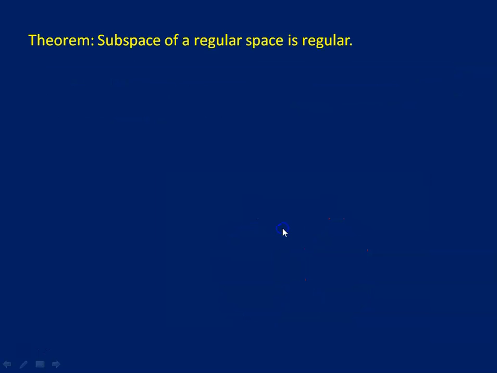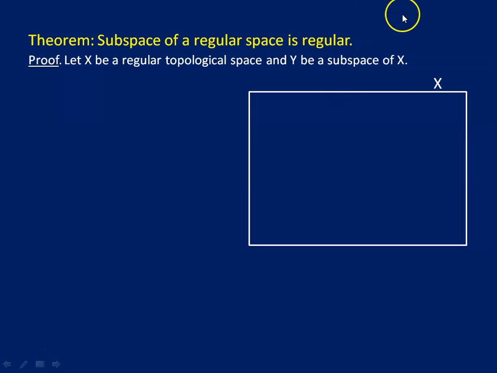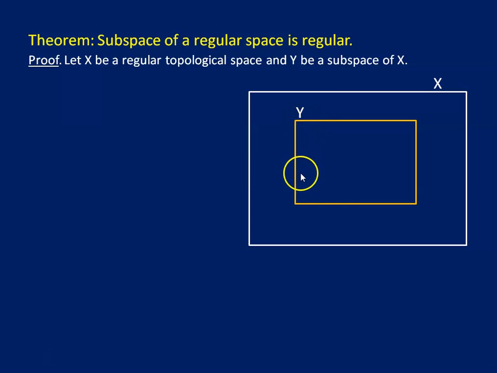Now let us discuss subspaces. A subspace of a regular space is always regular. Let X be a regular topological space and Y be a subspace of X. Here we have X, which is a regular topological space, and Y is a subspace of X. We have to prove that this Y is regular.